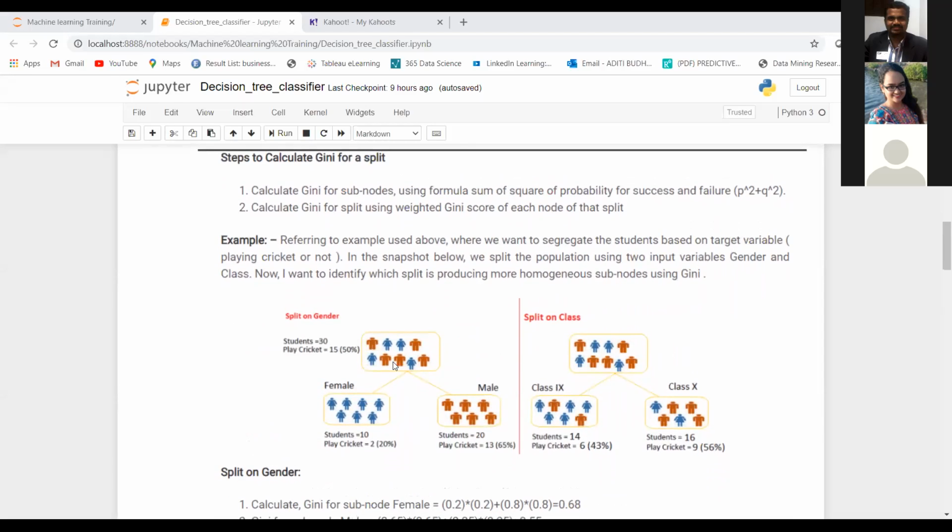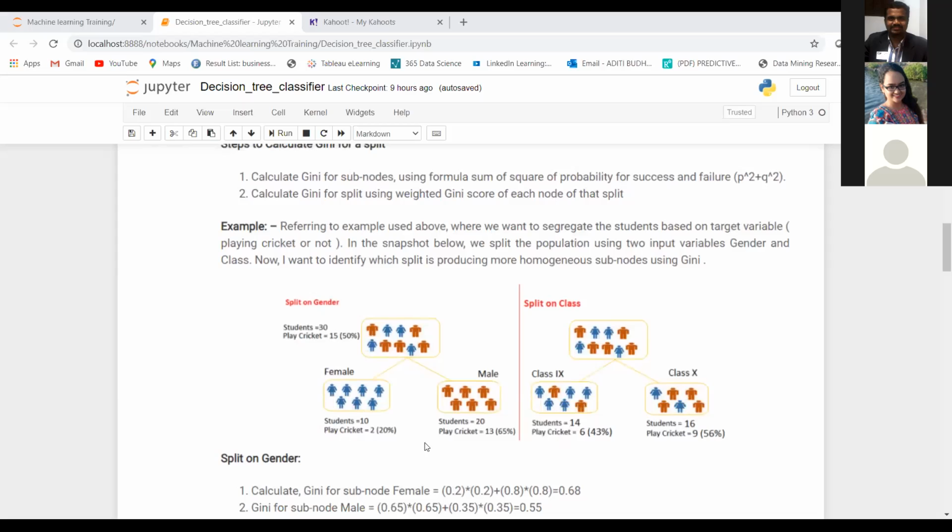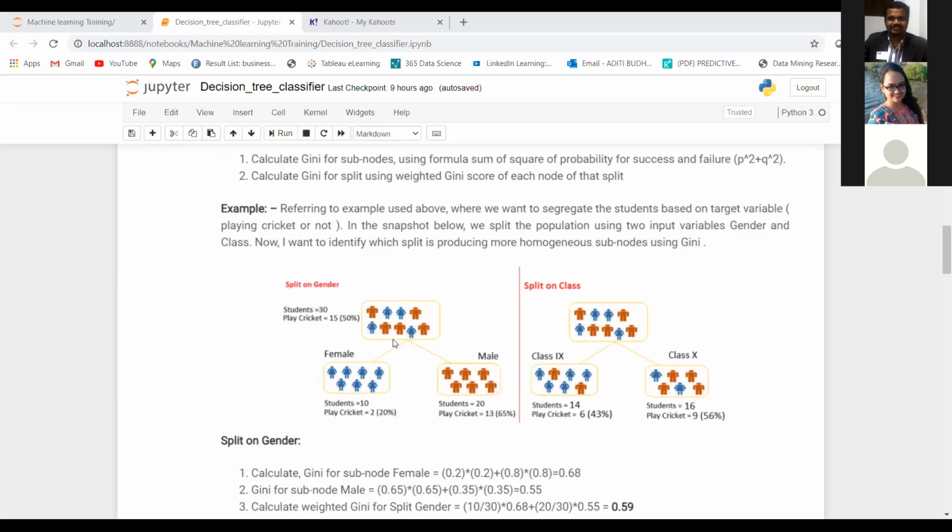Let us first see one example. In this example, we have two features in the data set, gender and class. That is, which standard the student is in, tenth or ninth, and whether that student is female or male. So we have these two features with us.